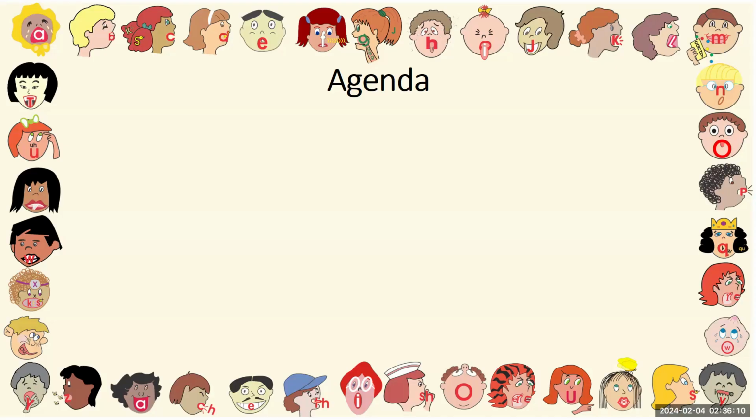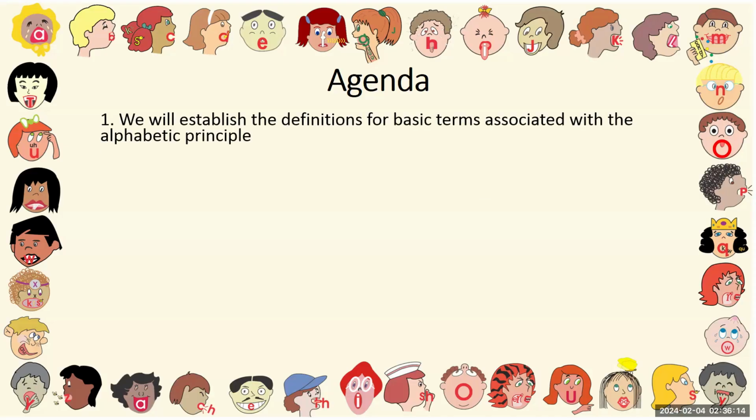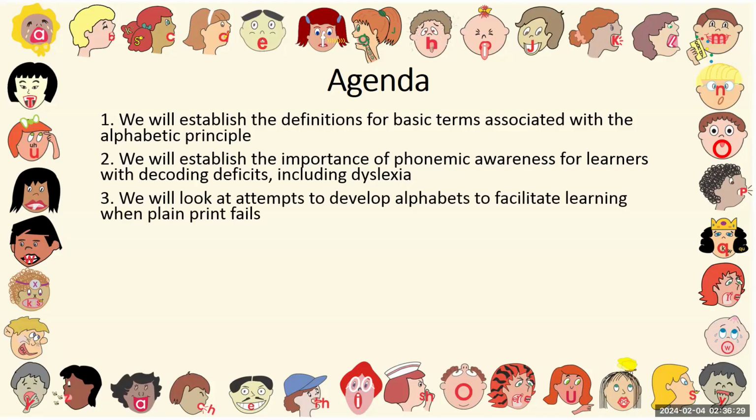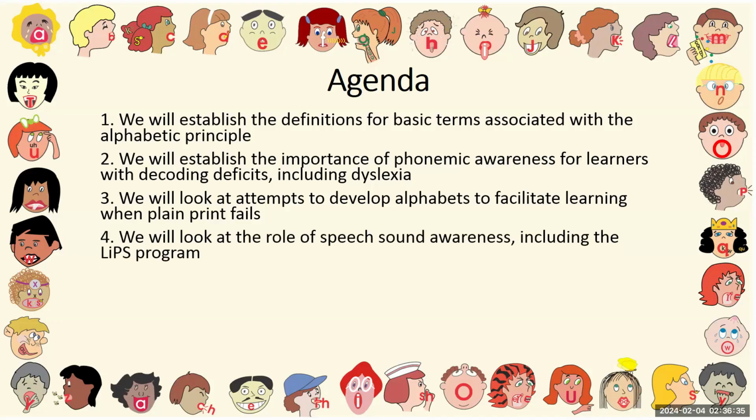Our agenda for today is to create a logical understanding of decoding and how to make it easier to learn. We will establish the definitions for basic terms associated with the alphabetic principle. We will establish the importance of phonemic awareness for learners with decoding deficits, including dyslexia. We will look at attempts to develop alphabets to facilitate learning when plain print fails. We will look at the role of speech sound awareness, including the LIPS program.